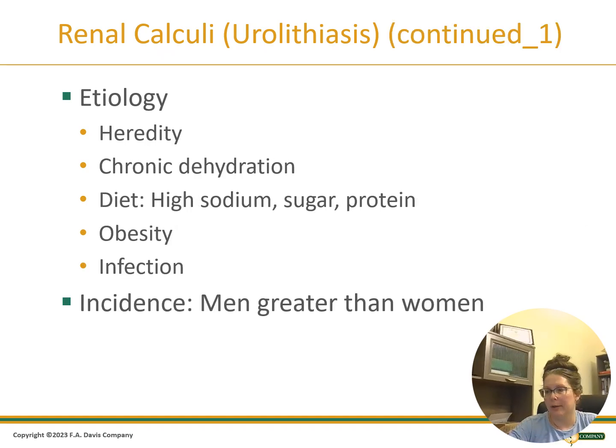Okay, our etiology for our renal calculi, we have our heredity, family history is going to increase your risk. Chronic dehydration, so concentrated urine, is going to promote that crystal precipitation. And then dietary factors, high sodium, sugar, animal protein, that's going to increase your risk. Obesity is going to be linked with metabolic changes and stone formation. Infection from the recurrent UTIs can lead to the struvite stones.